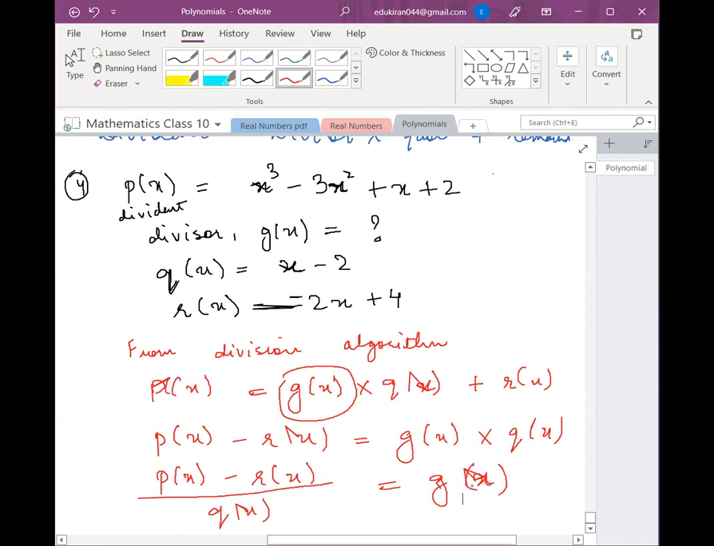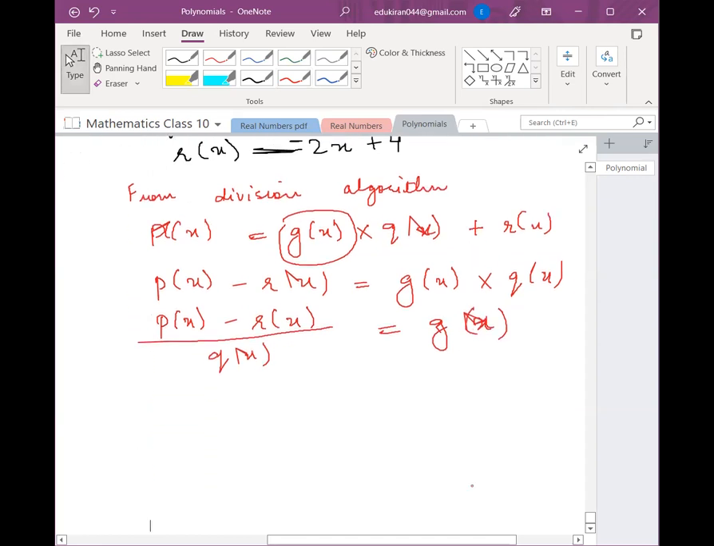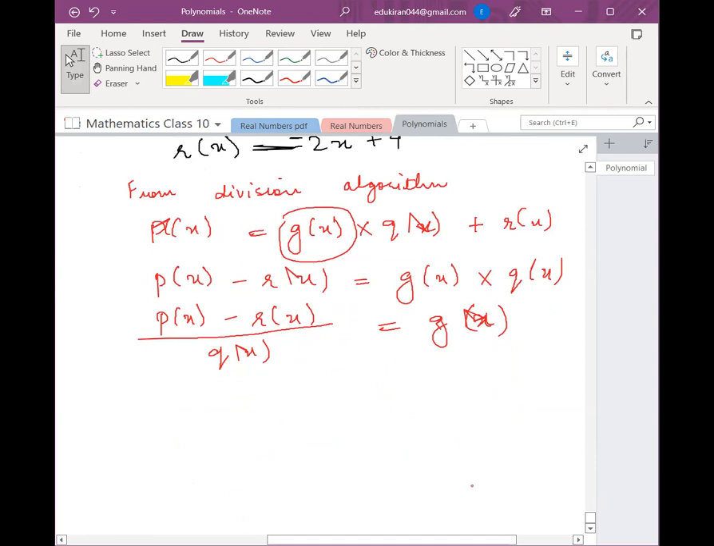Yes. So this is the algorithm. I mean, this is the step you are going to follow. So first do P(x) minus r(x). Can I copy one? Sure. I'll scroll the screen for you. No problem. So P(x) minus r(x).